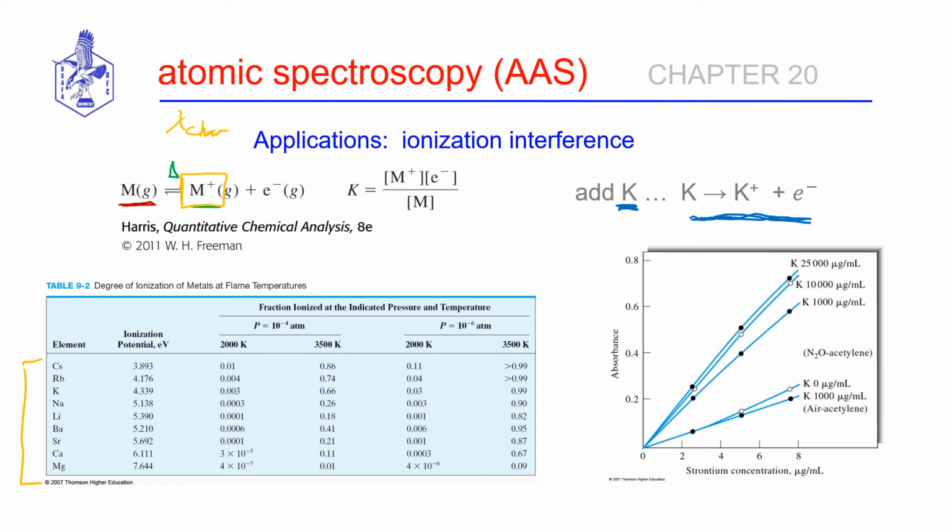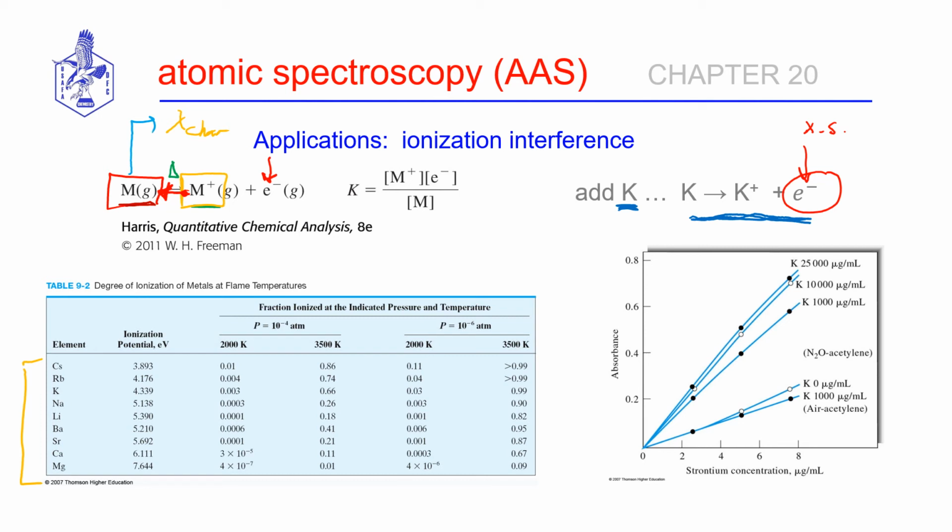If that occurs efficiently, all of a sudden there is an excess amount of electrons in my flame. If there's an excess amount of electrons in my flame, that's going to drive this equilibrium back this direction, converting my ionized species of interest back to its ground atomic vapor state. So now it is in a form capable of absorbing that characteristic wavelength and being measured.